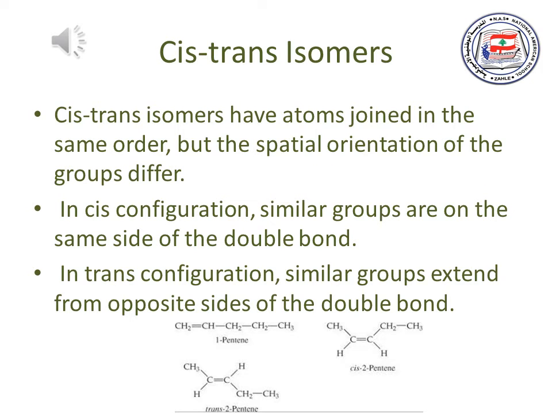Cis-trans isomers have atoms joined in the same order, but the spatial orientation of the groups differs. In the cis configuration, similar groups are on the same side of the double bond, but when similar groups extend from opposite sides of the double bond, the isomer is in the trans configuration. Cis-trans isomers have different physical and chemical properties.